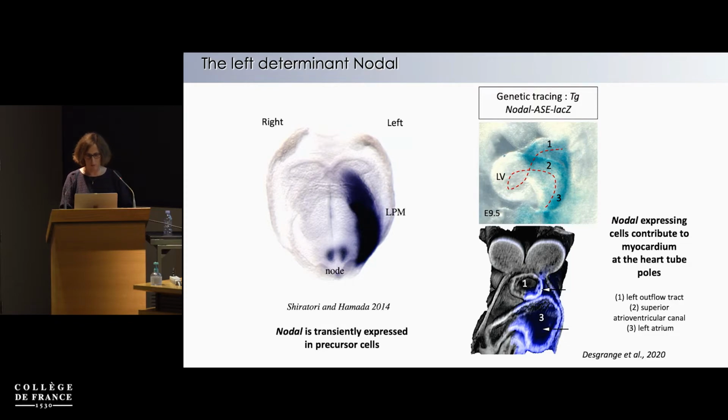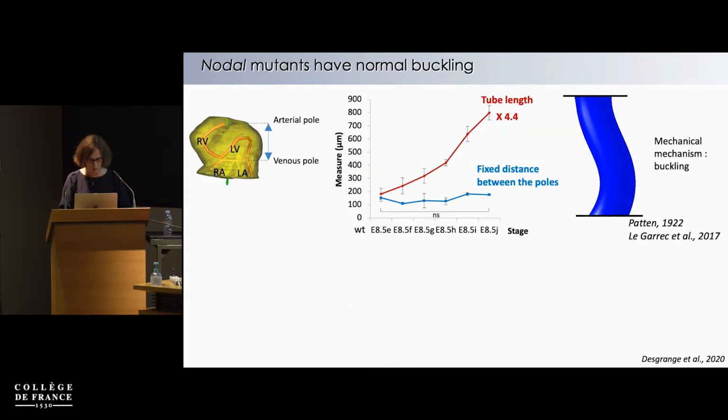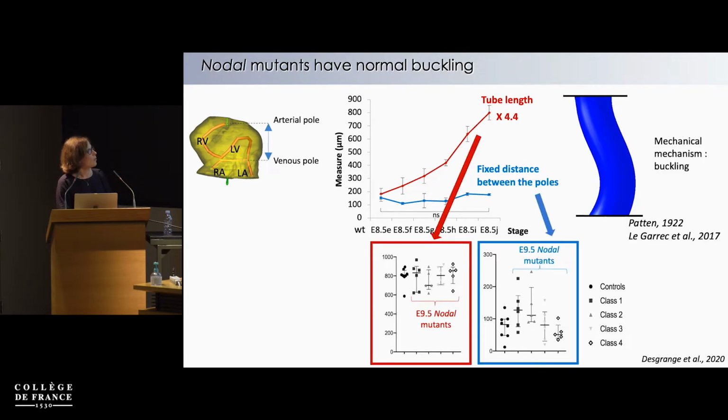So then we wondered how nodal can affect heart looping, and so we first looked at the buckling mechanism, which we think is very important for heart looping. And so we quantified in nodal mutants the tube length and the distance between the poles, but we found no significant difference. So the tube length is not significantly different in nodal mutants compared to control, and the distance between the poles is not significantly different in nodal mutants compared to the control. So we conclude from that nodal does not affect the buckling of the heart tube.